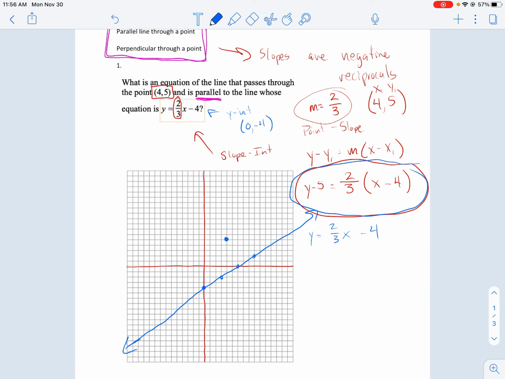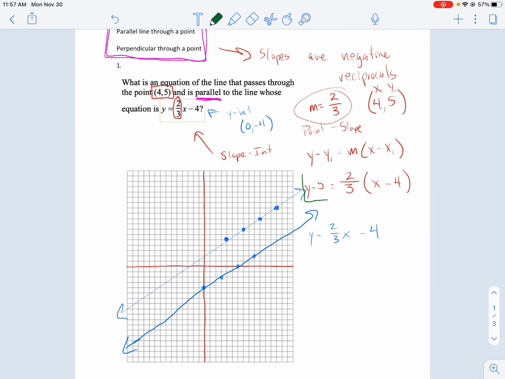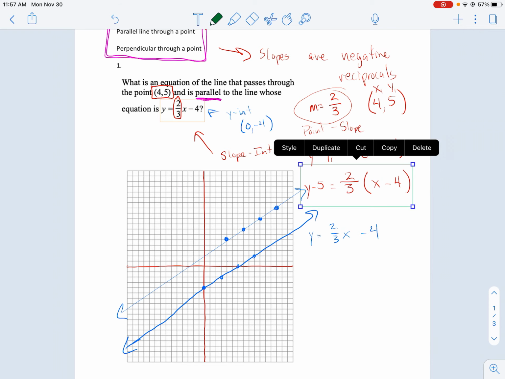All right, and then what's my slope again? Up 2 over 3, up 2 over 3, up 2 over 3. And there's our nice perpendicular line. Okay, and so it doesn't tell us to put it in slope-intercept form, so we can use this one right here. This is perfect. It includes our point, has the correct slope, and so we're good.